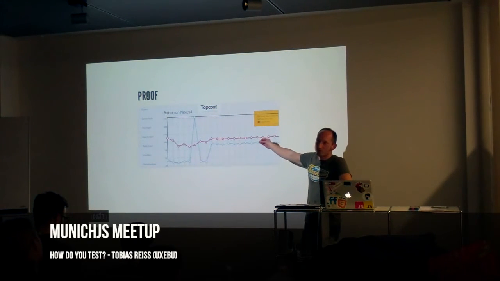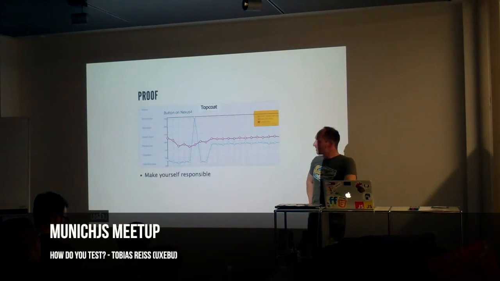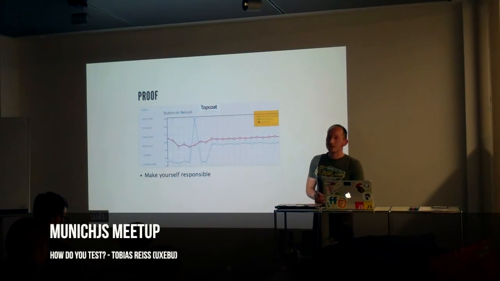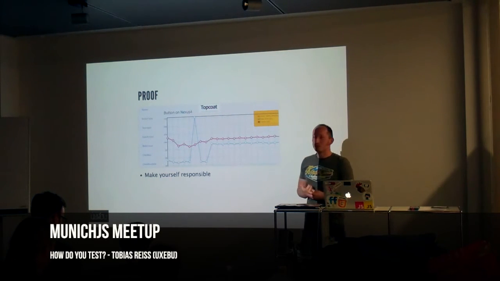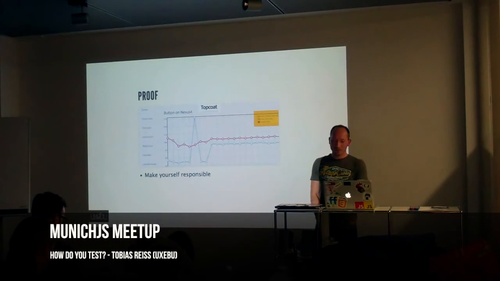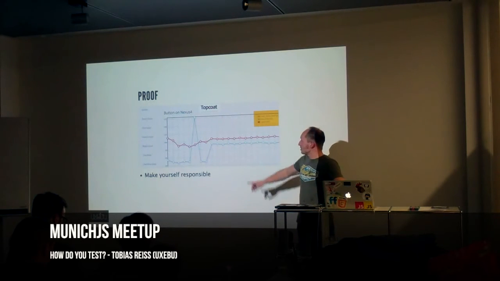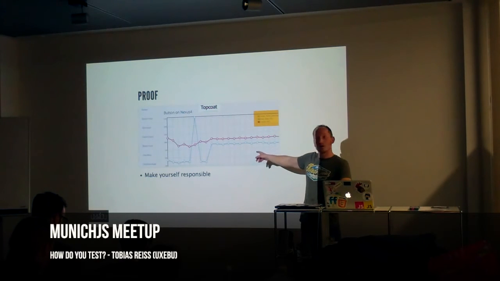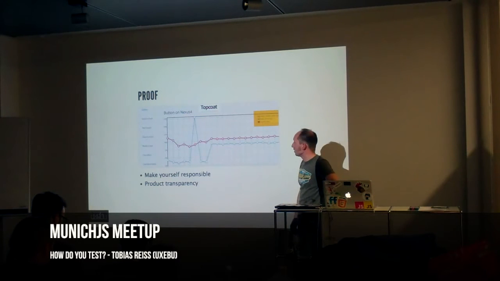So that's the reason why they're only targeting Chrome and Android and stuff where WebKit is running on. But that's great. That makes yourself responsible for every deployment you do. Whenever you deploy, people can have a look at the chart and they can see, okay, you're now getting faster or slower, whatever. That's called product transparency. And that's how I like it.